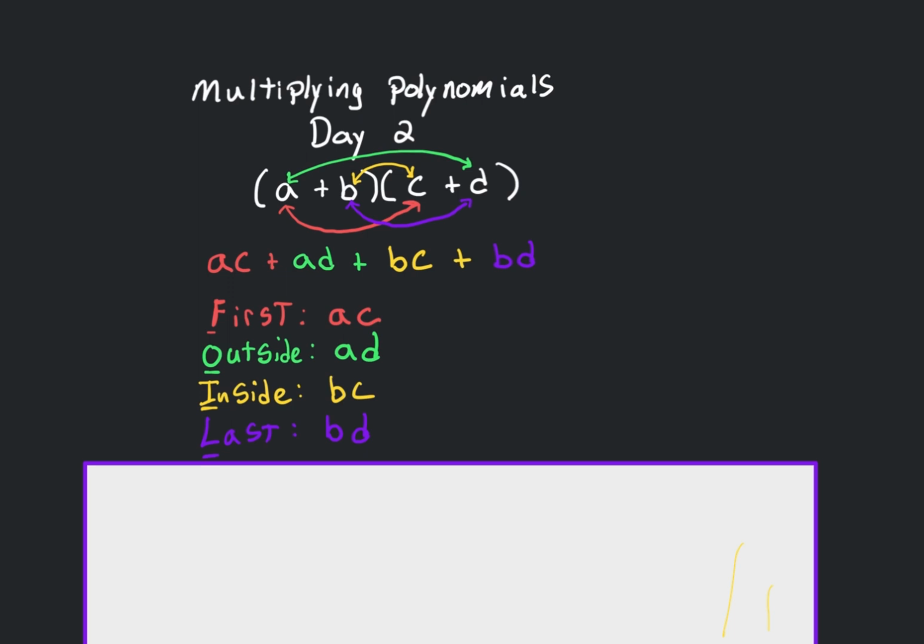You take the inside terms. So the inside terms are the ones that are the innermost of each of the polynomials, or by each other. b times c. And then you do the last terms of the polynomial. Then you're multiplying those together, so you get b times d. So we've got first terms, outside terms, inside terms, and last terms. And this is always used anytime we're talking about multiplying two binomials together.